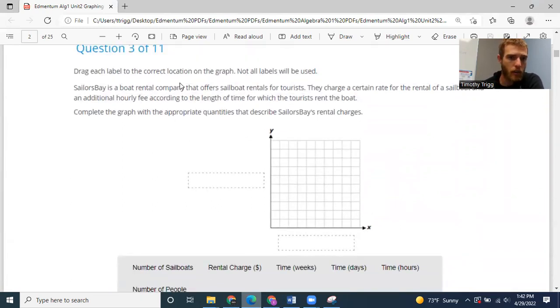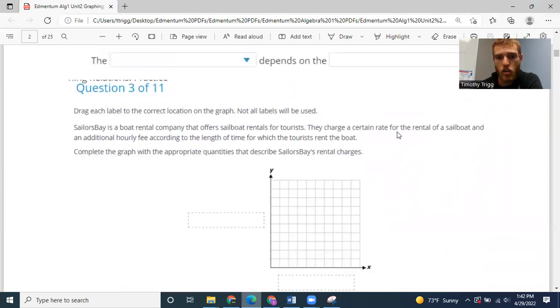Drag each label to the correct location on the graph. Not all labels will be used. Sailor's Bay is a boat rental company that offers sailboat rentals for tourists. They charge a certain rate for the rental of a sailboat and an additional hourly fee according to the length of time which the tourist rents the boat. Complete the graph with the appropriate quantities that describe Sailor's Bay's rental charges.